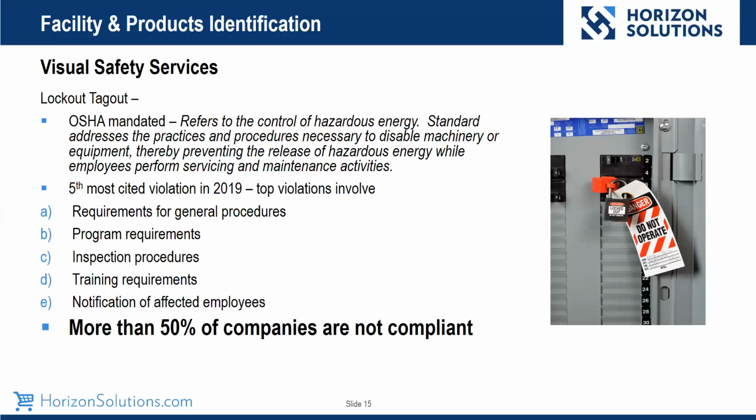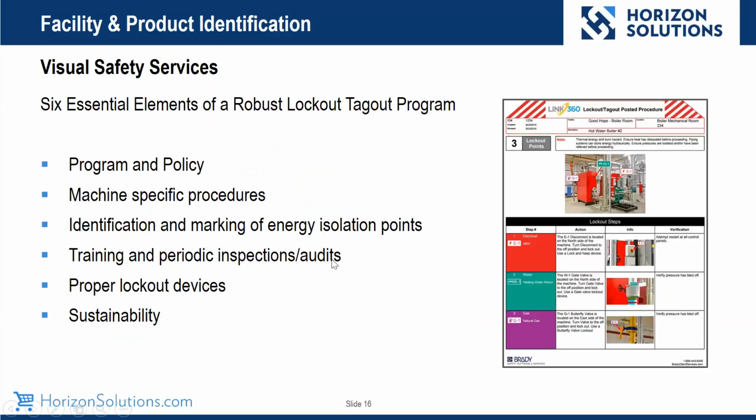So as we move on, there are 6 essential elements of what we consider to be a compliant or a robust lockout tagout program. And for any of you out there now that are heavily involved with this program at your facility, start to think about these 6 elements as I go through them.